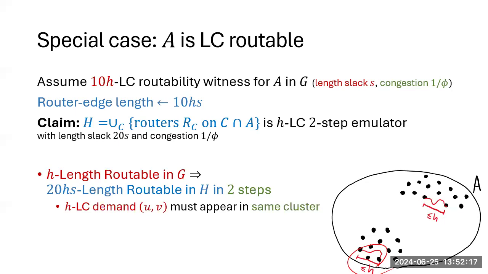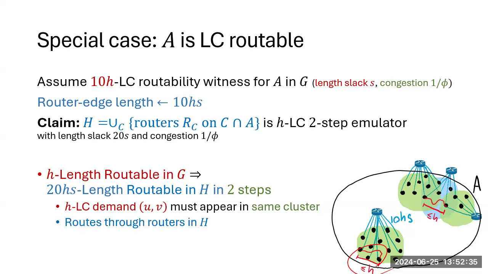You know that this endpoint of the flow path must be inside some cluster, some H neighborhood cover. And because they are inside the same cluster, there is a router on top of it. So you can just route through the routers in 2 steps. Just route like this and write it. So the step is 2, and the length is just 20 HS because the length of this is 10 HS. So that's it. Like return the unit of router, and you're done.